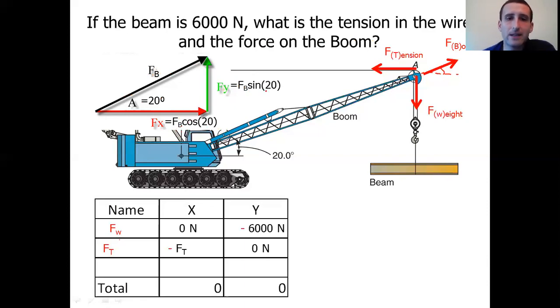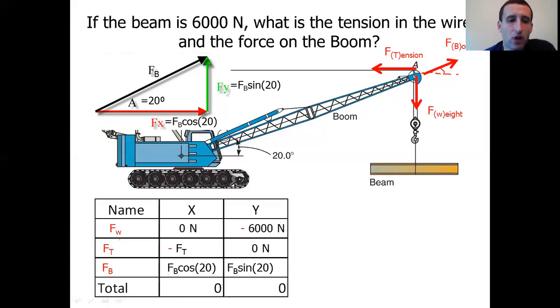So those are the x and the y values, and we can insert them here in our chart and think for a moment about the signs. The boom is pushing to the right, which is the positive direction for x, and the boom is pushing up, which is the positive direction for y. So now we have filled out our chart.